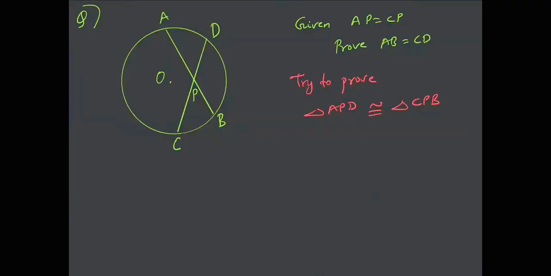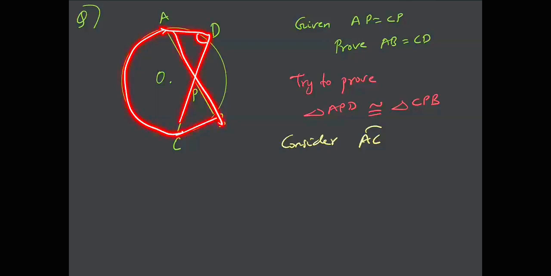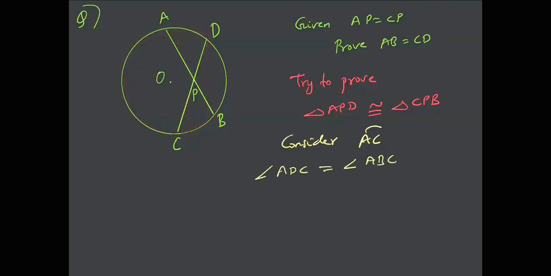Okay, so let us discuss this one. So consider arc AC. Okay, so we are considering this arc. So this will subtend equal angles, right? These angles will be equal. So angle ADC would be equal to angle ABC. Okay. Also, angle APD is equal to angle CPB because these are vertically opposite angles, and these were equal because these are angles in the same segment.